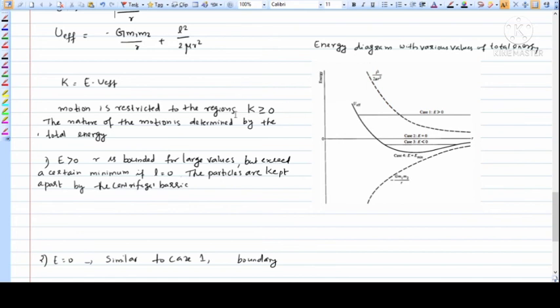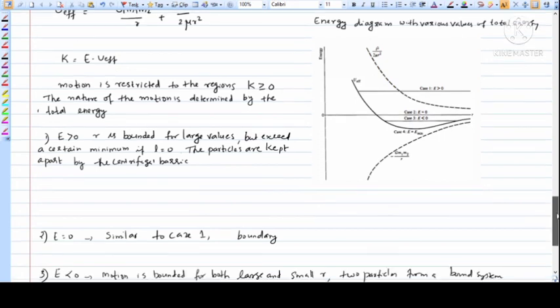So the motion is restricted to where K is greater than or equal to 0. K must be a positive quantity. So the nature of the motion is determined by the total energy. So what is the nature of the motion? It is determined by the total energy.